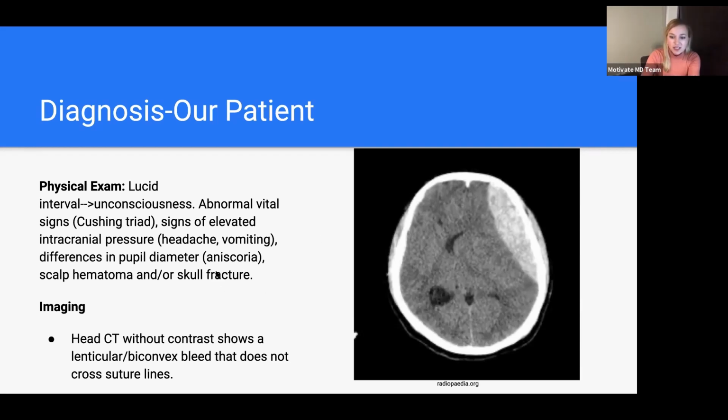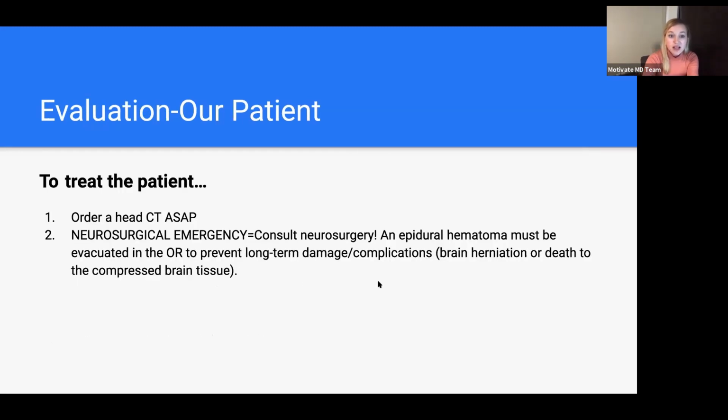Great. All right, we'll keep going. So evaluation, again, how we figured this out with diagnosis and evaluation, and our plan for the patient. What do we want to do now that we know what's going on? Order a head CT. That's the most important thing that you can do. Next is call neurosurgery, because this is a neurosurgical emergency. You have tremendous pressure being put on the brain because of this blood that's filling the skull, and that can cause long-term damage or put a patient in a coma or even death if you don't correct that as soon as possible. So consult neurosurgery.